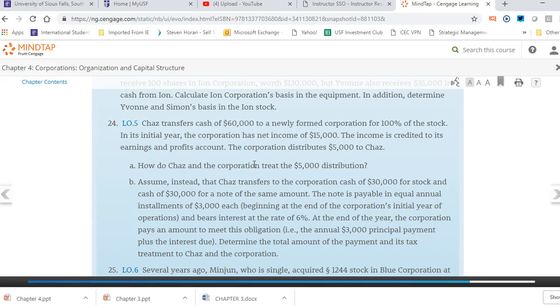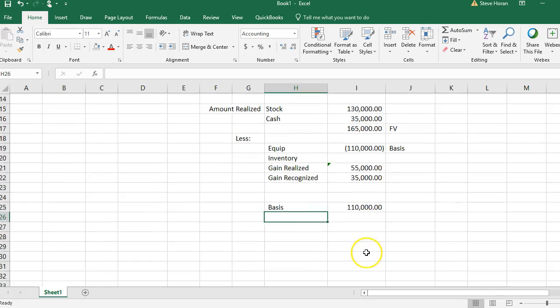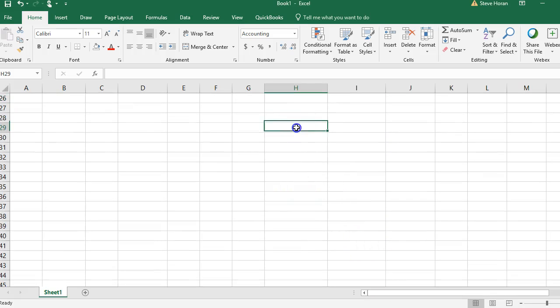The note pays interest of 6%. At the end of the year, the corporation pays an amount to meet the obligation, annual payments of $3,000 plus interest. Determine the total amount of payment and its tax treatment to Chaz and the corporation. So really just a little bit different, kind of semantics, but it's a different scenario now. So I'm going to scroll down to a new area. And so we're going to pay principal of $3,000. Okay, that's my principal.